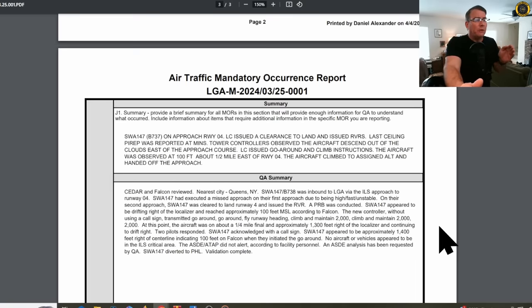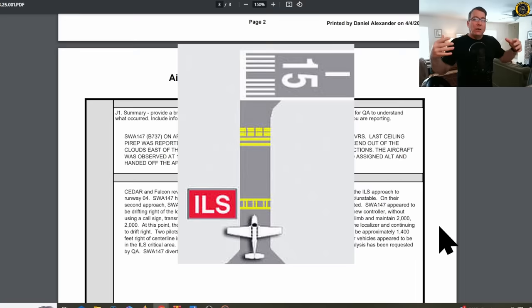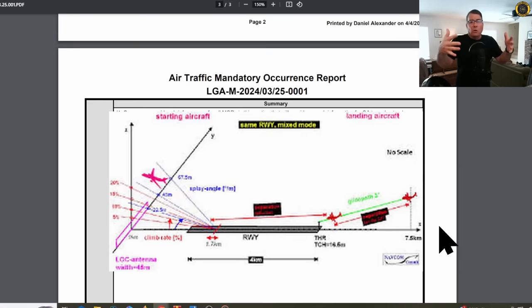No aircraft or vehicles appeared to be in the ILS critical area. When the weather's down that low, you cannot have anybody encroaching on the ILS critical area. The ILS critical area is marked by paint on the runway, and the ground controllers should stop the aircraft short of it so they don't impinge on the localizer and glide slope signal for the landing aircraft when the weather is this low.